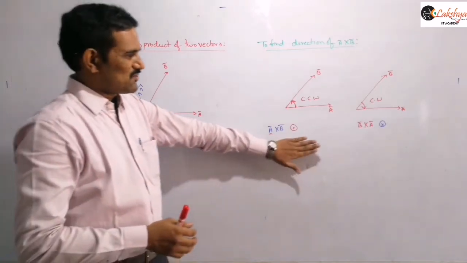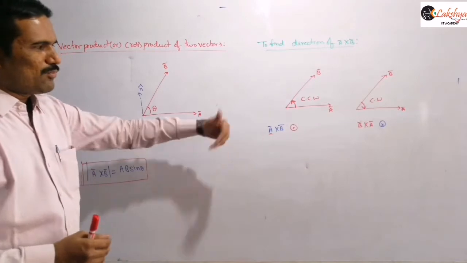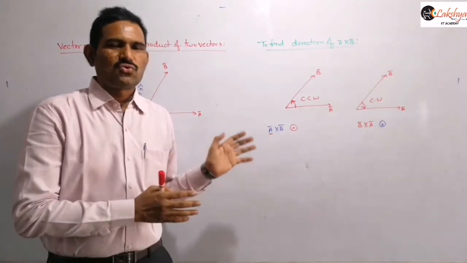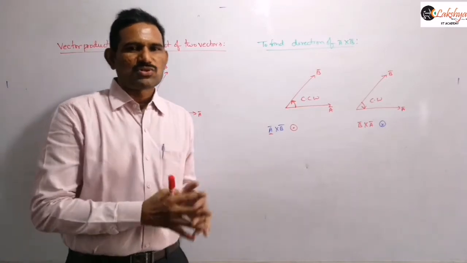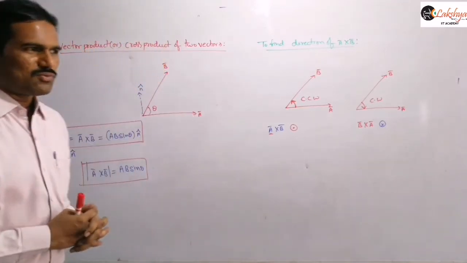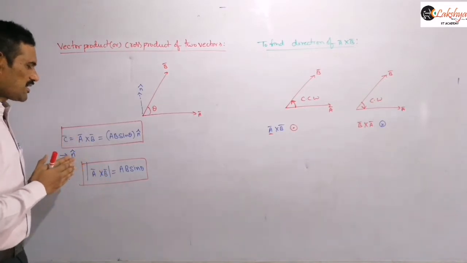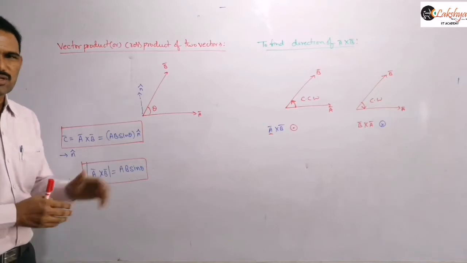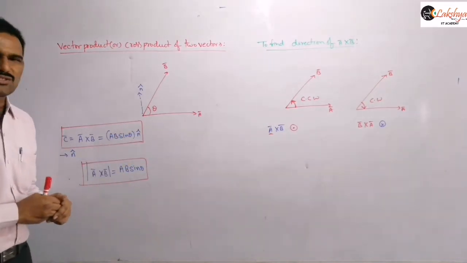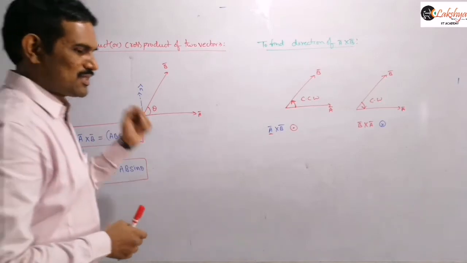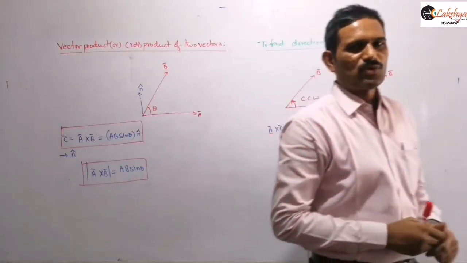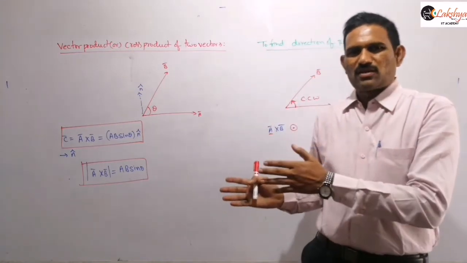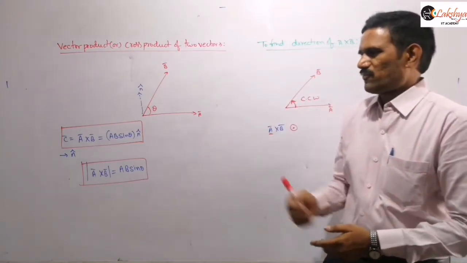Now you can observe this from these two, when you are finding the a bar cross b bar direction and the b bar cross a bar direction. We get the conclusion that those directions are opposite to each other. So from that we can conclude that a bar cross b bar is not equal to b bar cross a bar, because the directions are opposite. Whereas in the dot product, we mentioned that a bar dot b bar and b bar dot a bar are both the same, but here they are different. We should mention that property here.